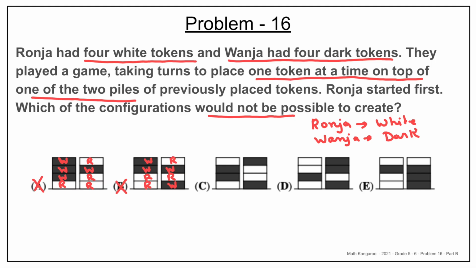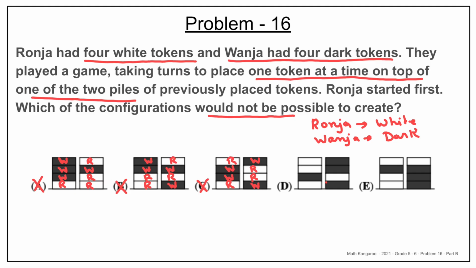Let's move to option C. Ronza put here, Wanza put here, Ronza put it here, Wanza put here, Ronza put it again on top of it, Wanza put here, and then Ronza put here, and Wanza put here. So again, this is possible. So this is not our option.